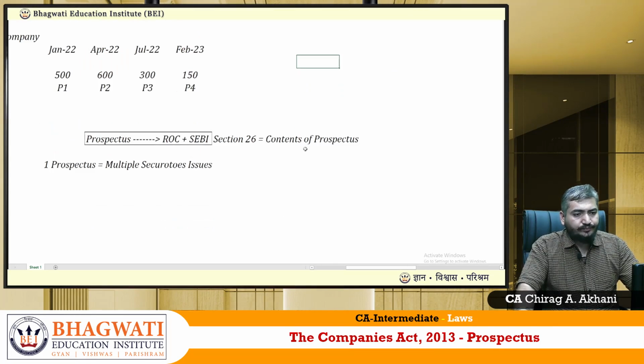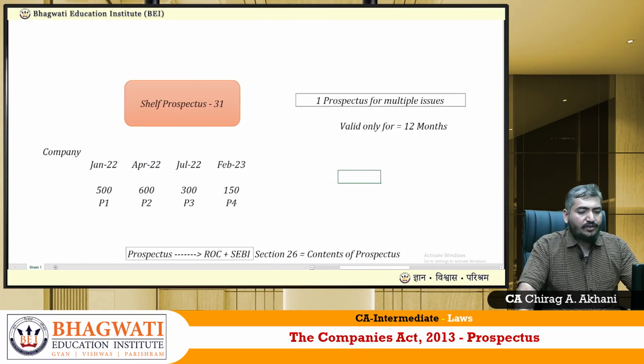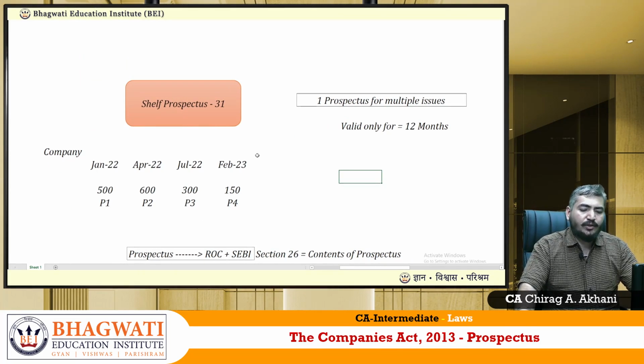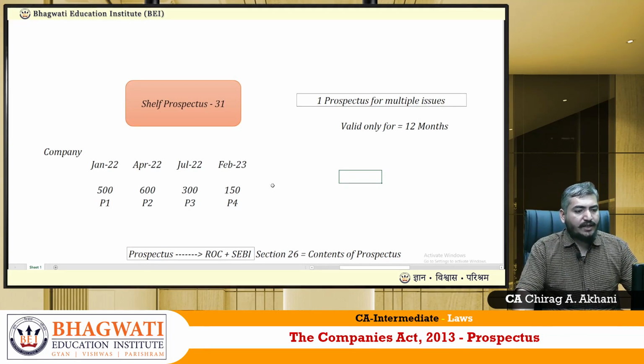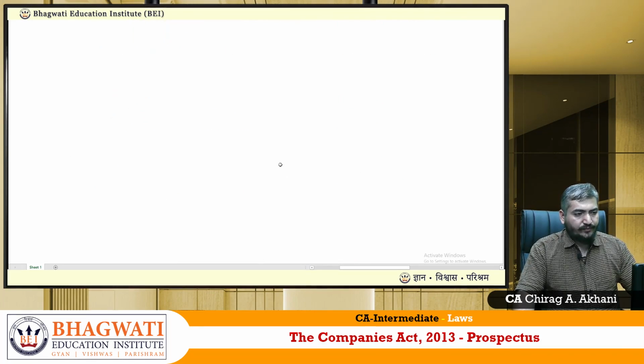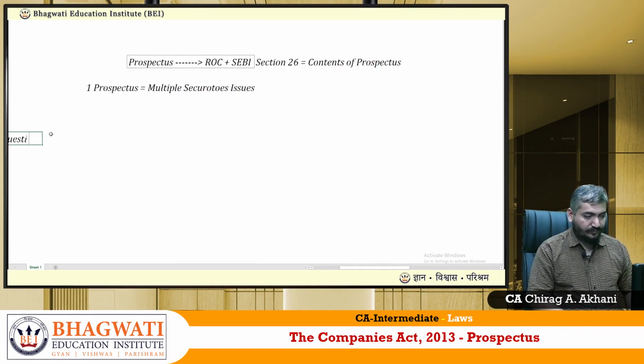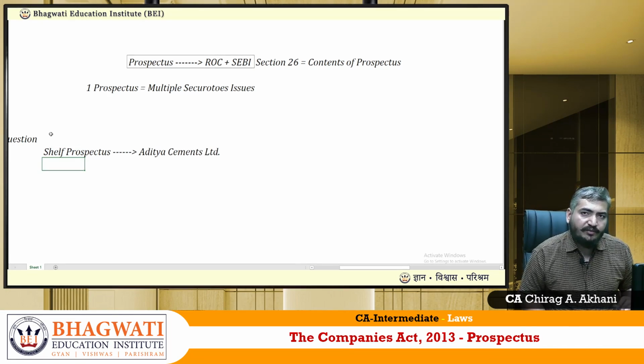Alright. Now, what we have learned so far is that a shelf prospectus allows companies to issue the prospectus only once if it plans to go for multiple issues. So it's always better and advisable to go for a shelf prospectus. Now a few technical points I want to clarify regarding this. First one, the question goes like this. Suppose a shelf prospectus is prepared by one company. Let's say the company's name is Aditya Cements Limited, for example. It issued the shelf prospectus, and we all know the validity is 12 months.